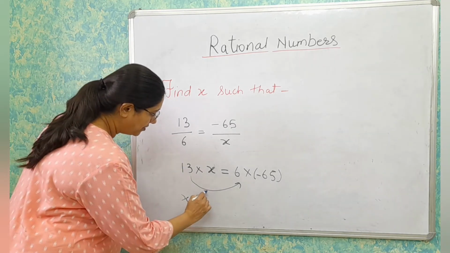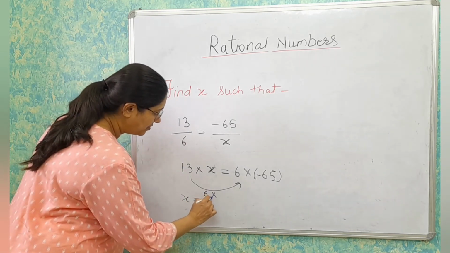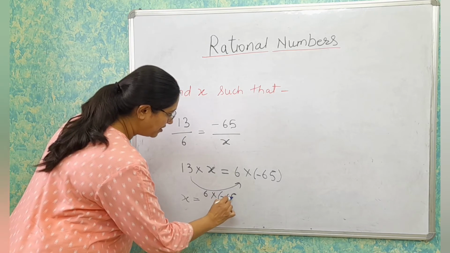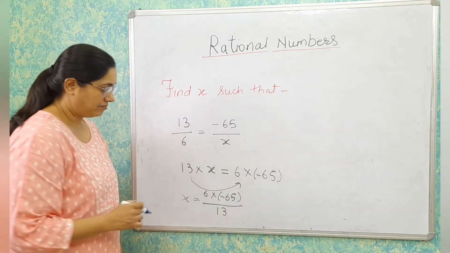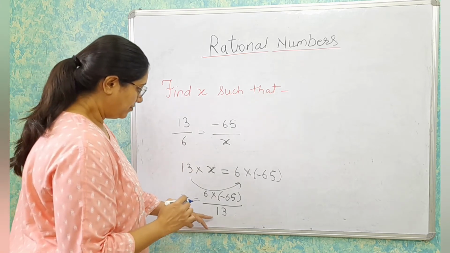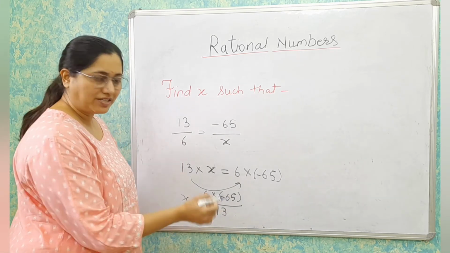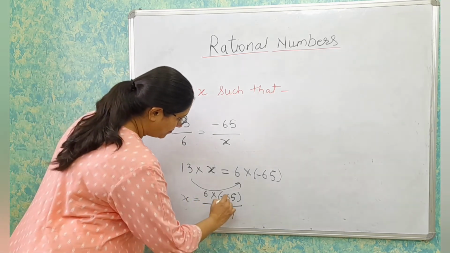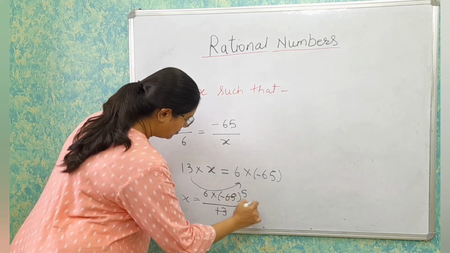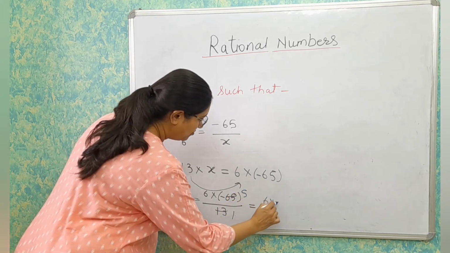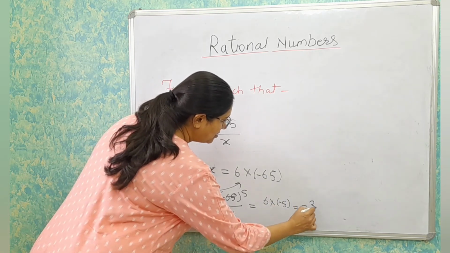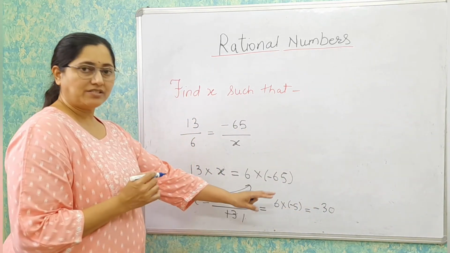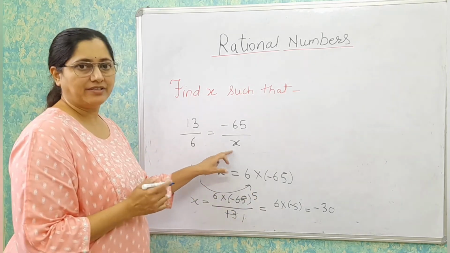Now I will write 6 multiplied by minus 65 divided by 13. You know that 13 5s are 65. So our answer will be 6 multiplied by minus 5, and that is minus 30. So minus 30 is the value of x.